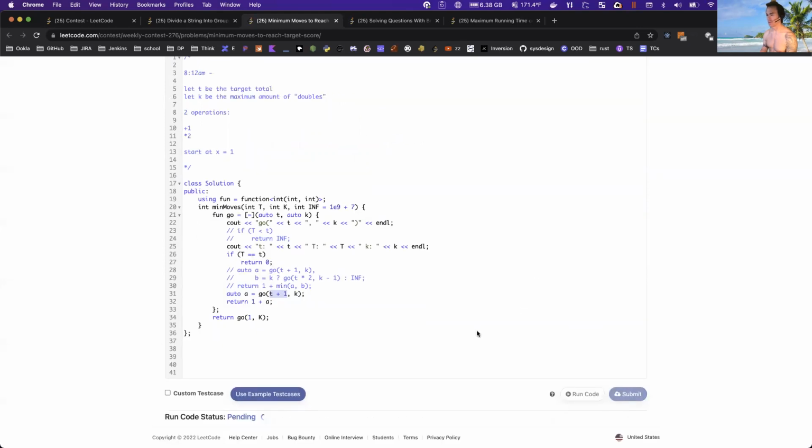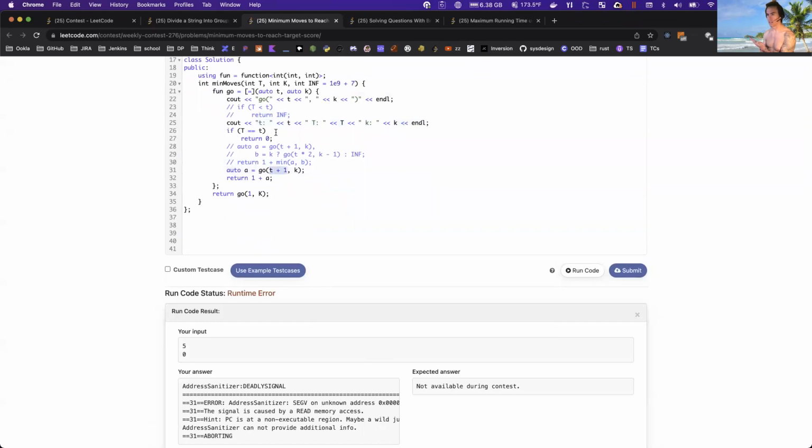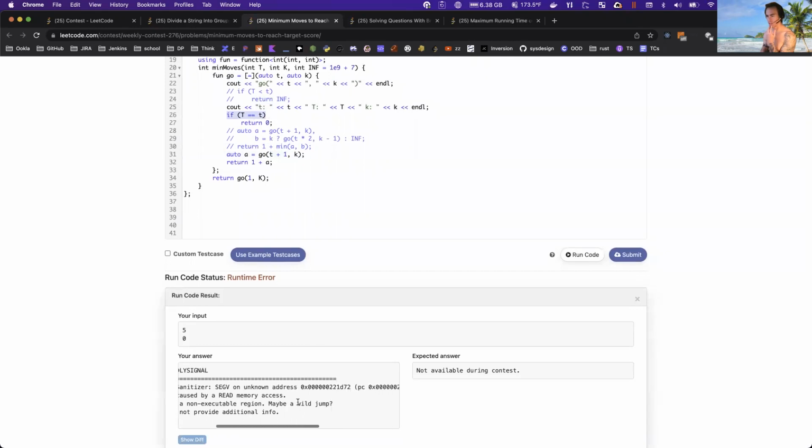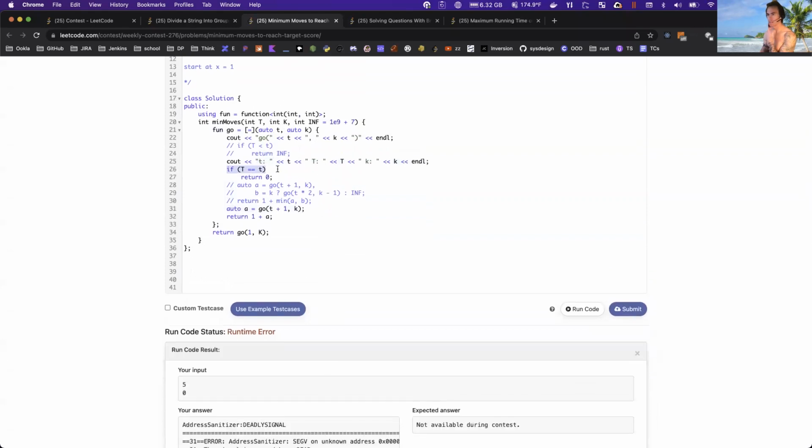And then return zero. Like it should be one, two, three, four, five. Once it's at five, how is it possible it's reading a memory address outside of that? What the heck?